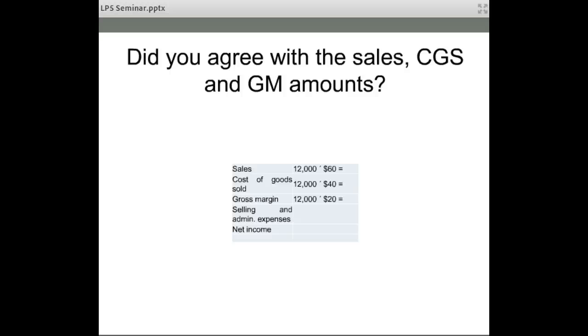Therefore, for every unit sold at 60, that costs the company 40 to produce and sell, is a $20 gross margin. It doesn't matter how many units were actually purchased. What matters is how many were sold.